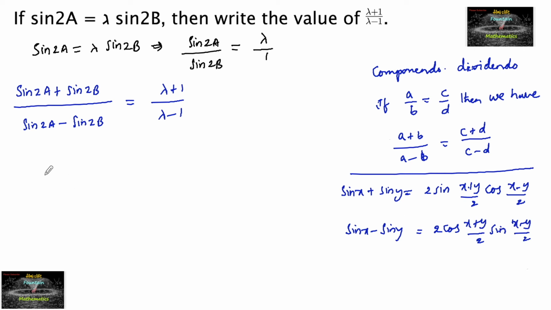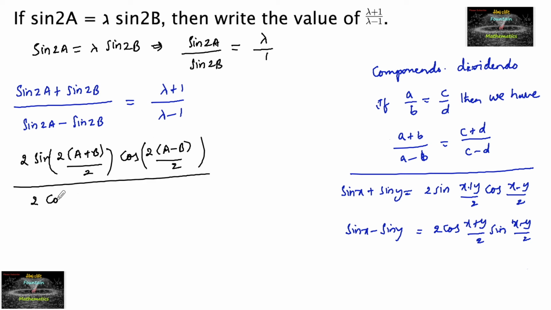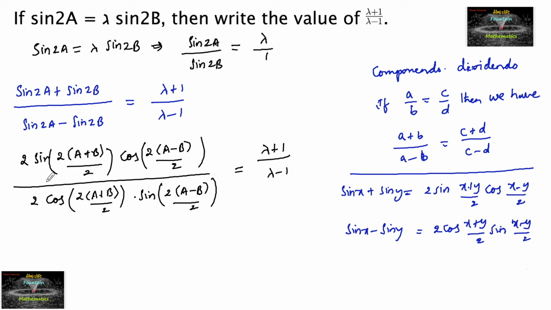So let us apply here. We can write 2 sin of (x plus y), that is 2 times a plus 2 times b, taking 2 common, that is 2 times of (a plus b) by 2, into cos of, similarly taking 2 common, (a minus b), that is 2 times of (a minus b) by 2, upon 2 cos of 2 times of (a plus b) upon 2 into sin of 2 times of (a minus b) upon 2, which equals lambda plus 1 by lambda minus 1. So here 2 and 2 get cancelled, and here also 2 and 2.